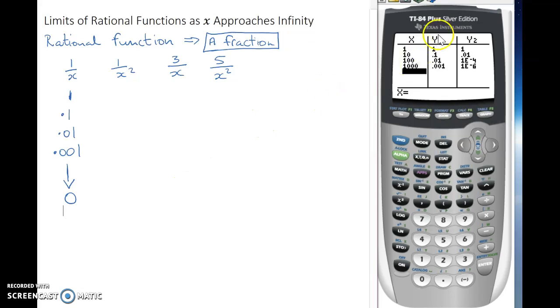For 1 over x squared, that's the y2 column right here, the impact is even more pronounced. When x is 1, 1 over x squared is also 1. When x is 10, 1 over x squared is 0.01. Then 1 by 10 to the power of minus 4, that's 0.0001. And 1 by 10 to the negative 6, 0.000001. And again, even quicker than the last one, this one is also going to 0. As x becomes closer and closer to infinity, remember the x's were 1, 10, 100, 1000, 1 over x squared is getting closer and closer to 0.